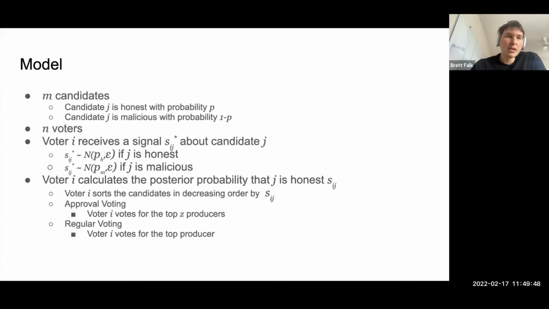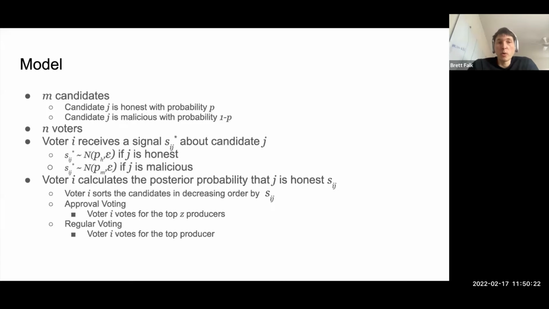So here's our model. We have M candidates, and each candidate is honest with probability P, and we have N voters. And each voter receives some signal about candidate J. So you get some signal Sij star, and it's coming from a normal distribution that's centered around some value μ_H for honest producers, and centered at some lower value for malicious producers. And from this, you can calculate the posterior probability that candidate J is honest based on your signal.